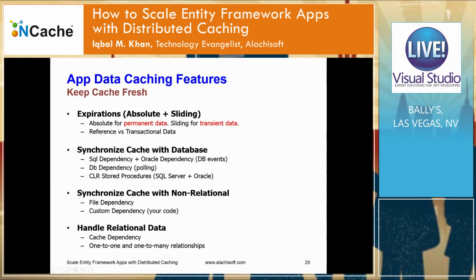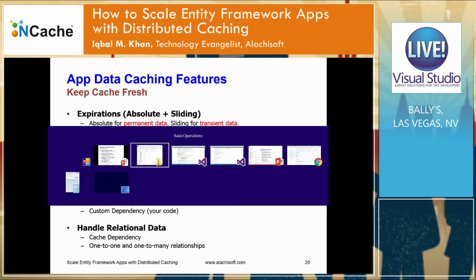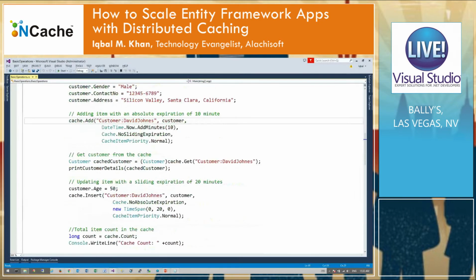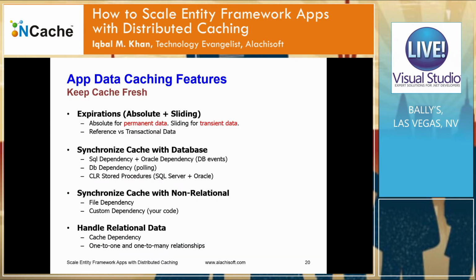You're going to do that for permanent data. Any data that's coming from the database, you will use absolute expiration on it, because you're making a guess on how long it's safe to keep it in the cache. If you had transient data, you will probably use sliding expiration. The difference between these two is that in absolute expiration, it will get expired regardless of whatever you do. In sliding, it will not get expired unless you stop using it.